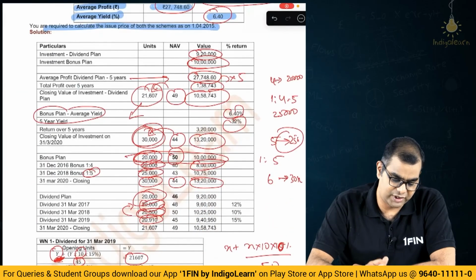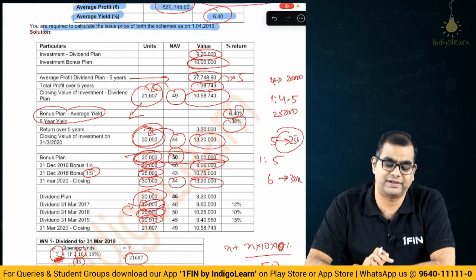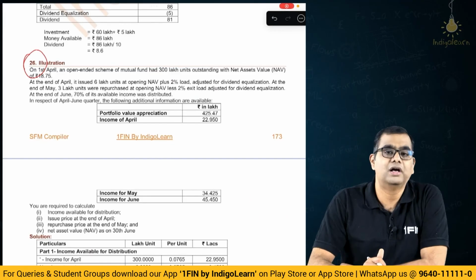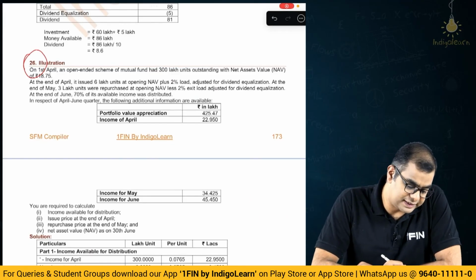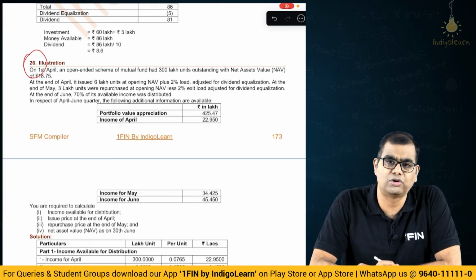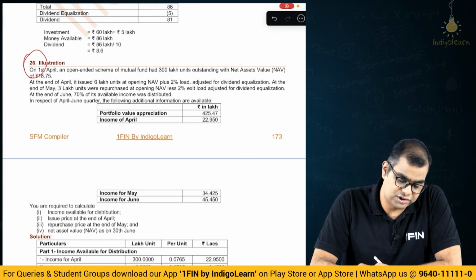Okay. So, please be careful, solve this kind of questions. They are very interesting, they are fun also. Okay. Now, let us move to the next question. So, now let us look at the next question. This is another interesting question, and this kind of question basically accounts for your exit load, entry load, dividend reinvestment or dividend equalization, I am sorry, and all such kind of things you see here.